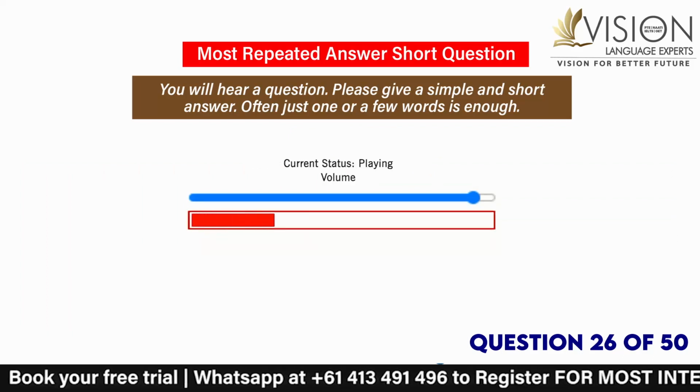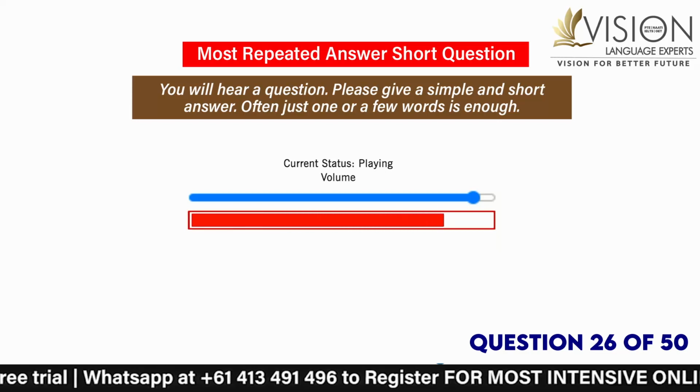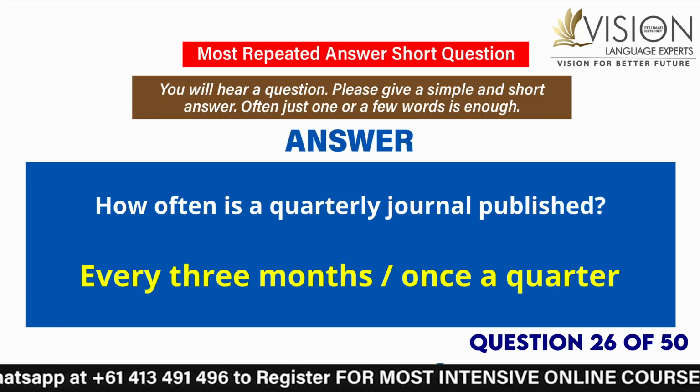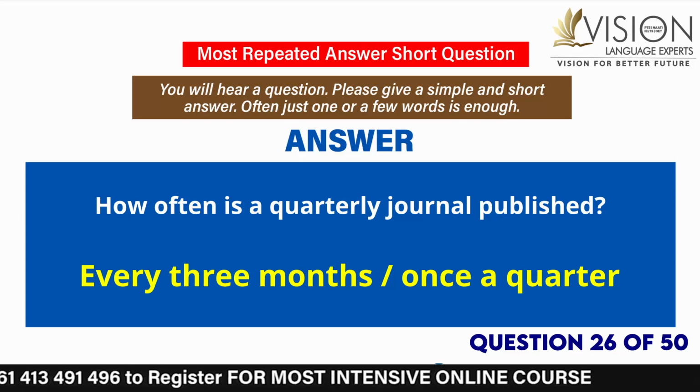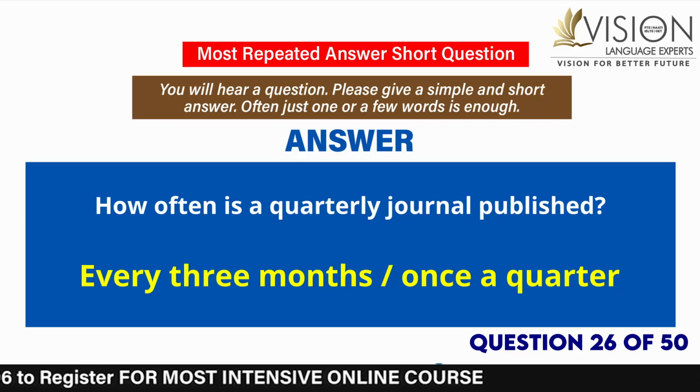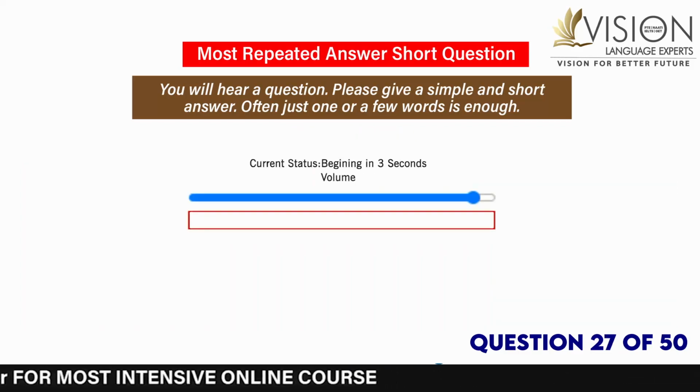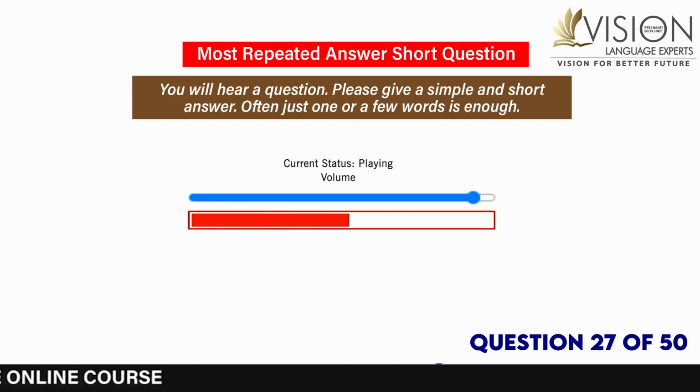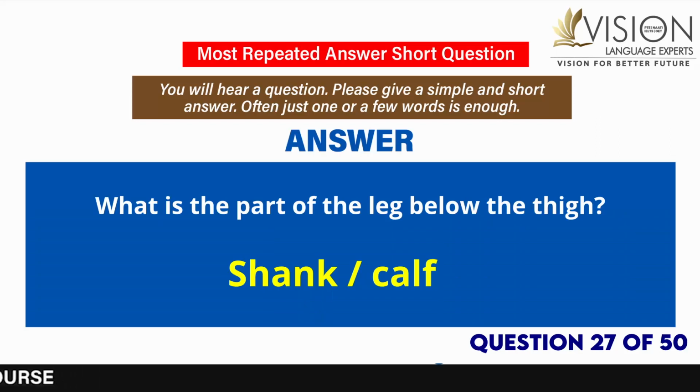How often is a quarterly journal published? Every 3 months, once a quarter. What is the part of the leg below the thigh? Shank, calf.